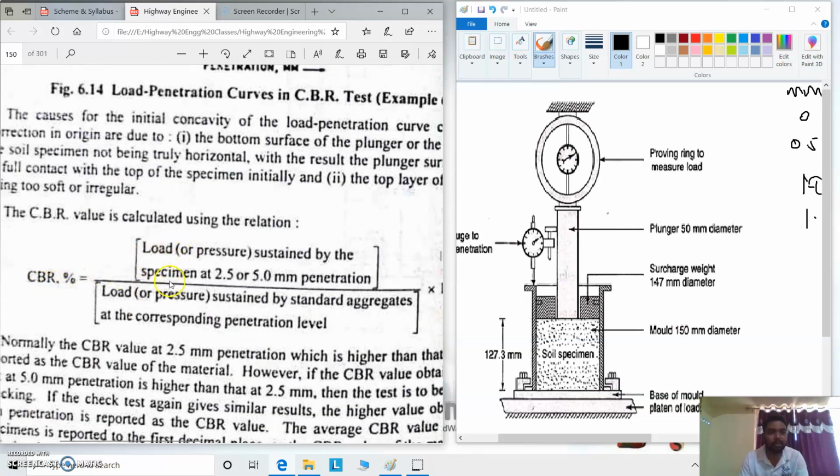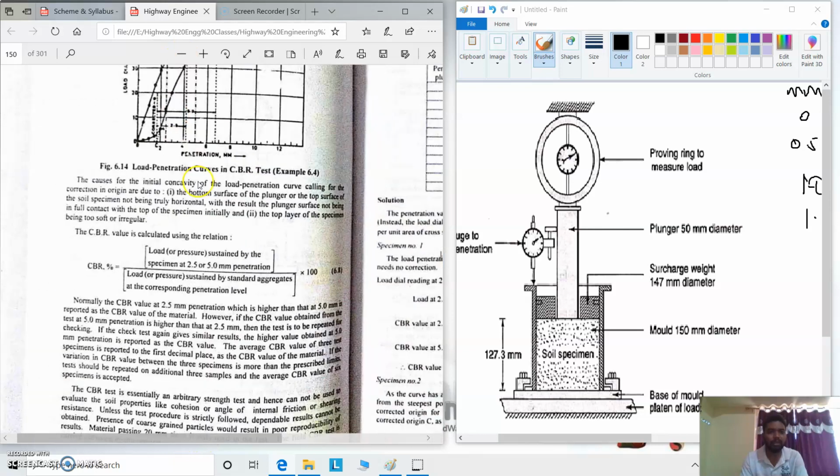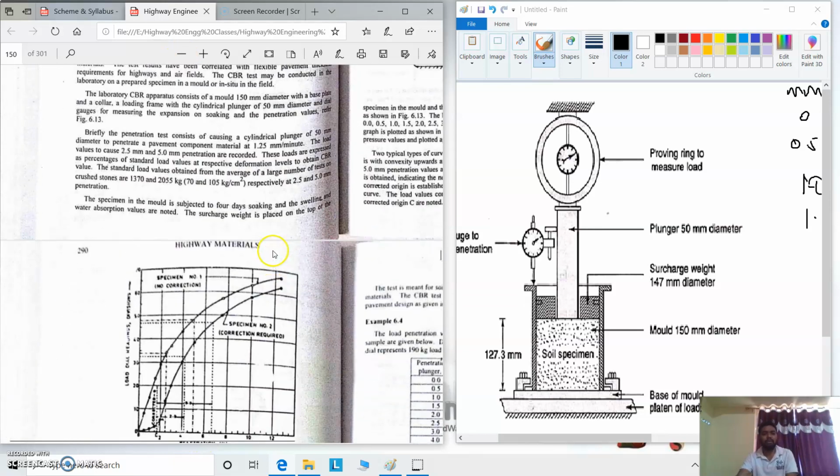Right, so for CBR at 2.5 mm penetration, we have to divide by 1370. If you consider the 5 mm penetration value, then you have to divide by 2055, and then multiplying by 100 gives you the CBR value. This is how we need to consider it.